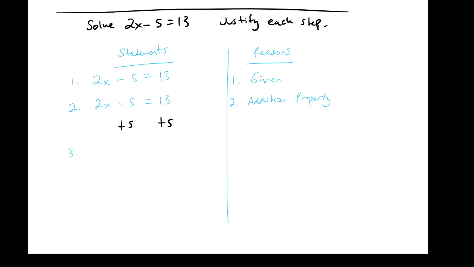Step 3, we clean this thing up, right? So we're going to have 2x, and that's going to be equal to 18. And all we did here is we just simplified the problem. Now you'll see your textbook is going to stop doing that step. Rather than showing our work of adding 5 to both sides, they'll go from here directly to here, and they're just going to make the justification as addition.